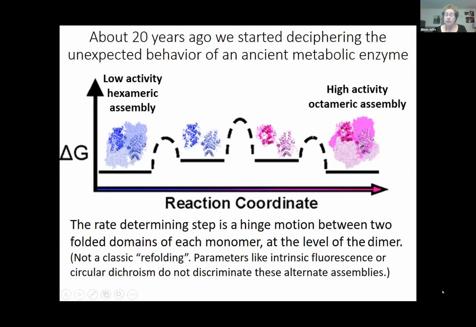In this case, there are two assemblies, an octameric assembly and a hexameric assembly. And the interconversion was shown to require a conformational change in the dimeric form. In other words, this protein had to come apart, change shape, and come back together again. And the rate determining step here was shown to be a hinge motion between two folded domains. Now, it turns out it happened at the level of the dimer.